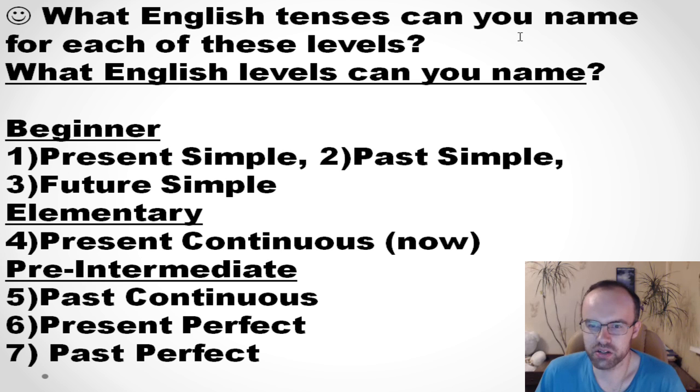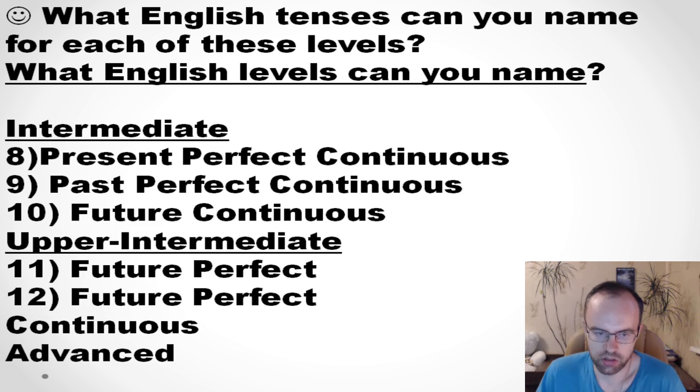So what English tenses can you name for each of these levels? So beginner, present simple, past simple, future simple. So you see, these are the most basic levels. Elementary, so present continuous. Pre-intermediate, past continuous. Present perfect, past perfect. Yeah, the question is the same. So intermediate, present perfect continuous, past perfect continuous, future continuous.